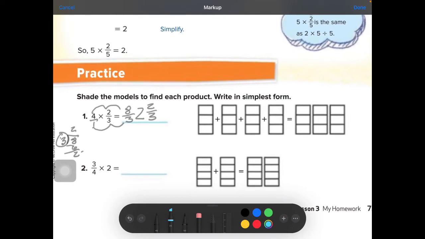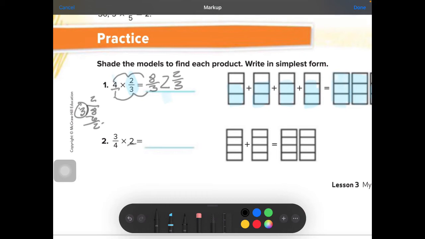Okay, now comes the coloring part. You ready? So we have 2/3 that we're going to color 4 times. 1, 2, 2/3, 2/3, 2/3. And our total answer is going to be 2 and 2/3. So we're going to color that whole bar in, and then just 2 out of the 3 is going to be colored in.